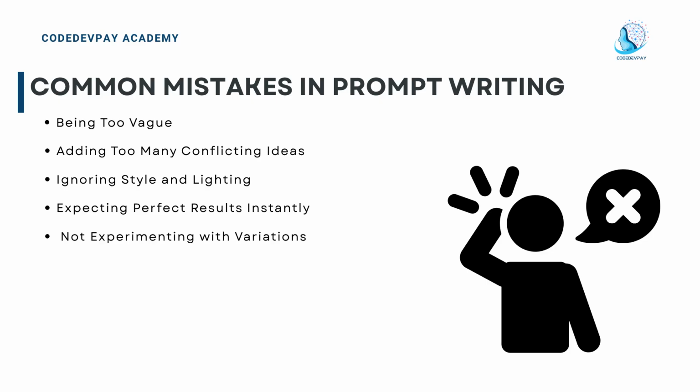So here are some common mistakes that we should avoid in prompt writing. So first is being too vague and adding too many conflicting ideas, ignoring the style and lighting, expecting perfect results instantly, just like the one that we just refined, and not experimenting with variation. So when we get our results, we need to experiment and see if we could get what we really want.